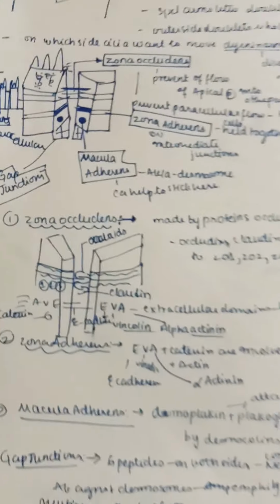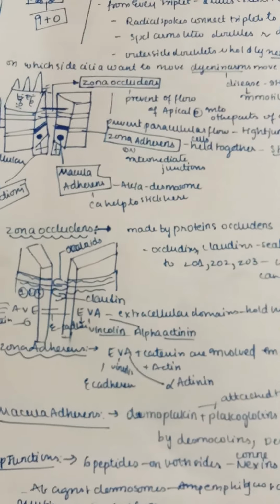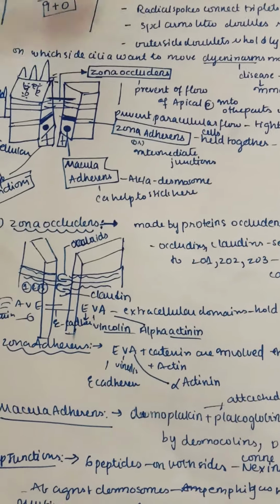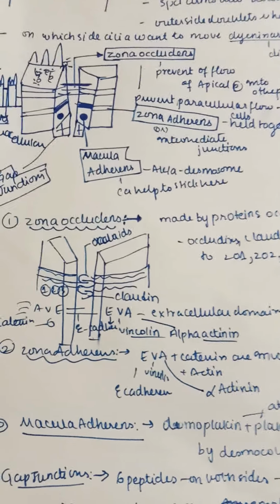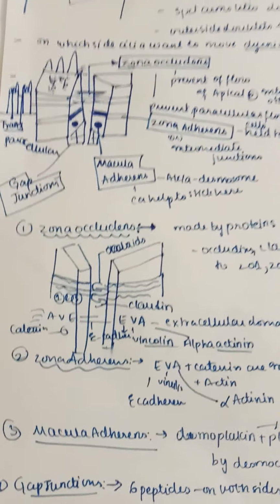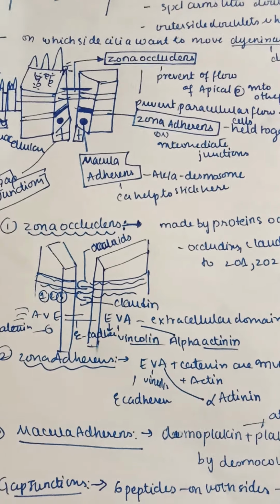Now let us see the connections, that is, on the lateral side. So we have completed the apical part of the cell. Now let us see the lateral side of the cell. So on the lateral side of the cell we are mainly having many junctions which are connecting one cell with the other. So let us see them one by one.